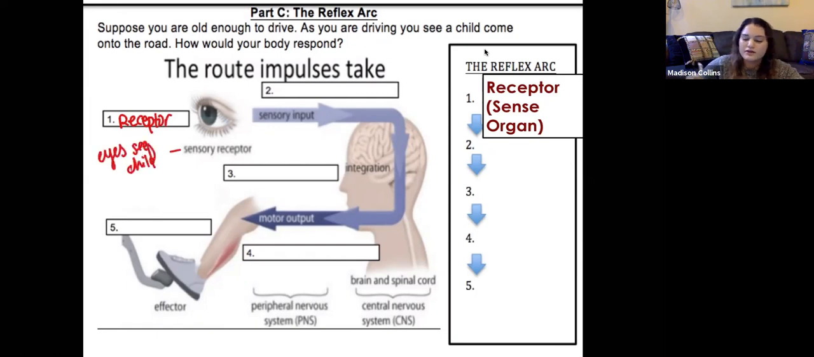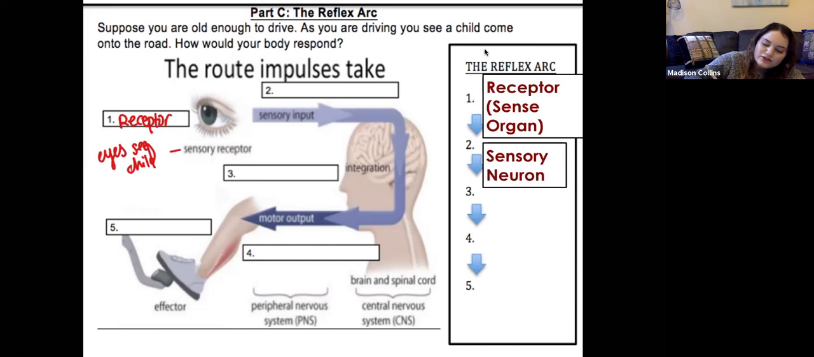But then the next step, in order for that message to make it all the way to your leg muscle to slam on the brake, we need our sensory neurons. Okay, our sensory neurons are in communication with our sensory organs. So they're going to take that message, take that signal, and send that message to the brain. All right, send message to brain and spinal cord.